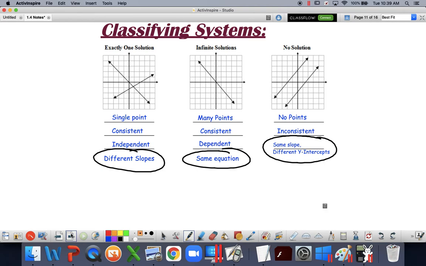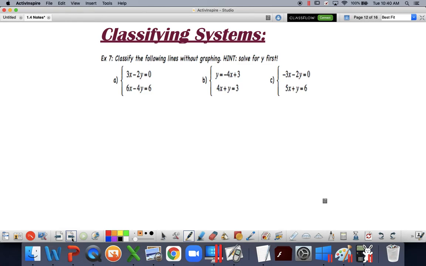Let's just use the fact that I need to figure out what the y equals mx plus b format is for each of the equations below. Once I see the slopes and the y-intercepts, I don't necessarily have to graph them in order to classify them. So you'll notice that example 7 is simply asking you to classify the following lines without graphing. Meaning, if I put all of these equations into y equals mx plus b, I should be able to just look at the m and the b and figure out their classifications. Is it consistent independent, consistent dependent, or inconsistent?